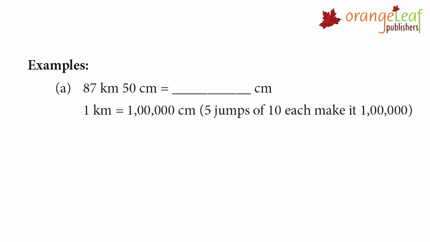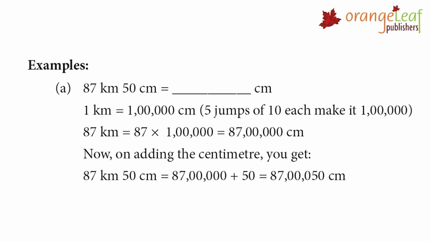Here is an example. Let's convert 87 kilometers 50 centimeters to centimeters. So here we see that 1 kilometer is equal to 1 lakh centimeters. According to the table, it is 5 jumps of 10 each, which makes it 1 lakh. So 87 kilometers into 1 lakh equals 87 lakh centimeters. Now, if we add the given centimeters, 87 kilometers and 50 centimeters is equal to 87 lakh centimeters plus 50 centimeters, which is 87 lakh 50 centimeters.